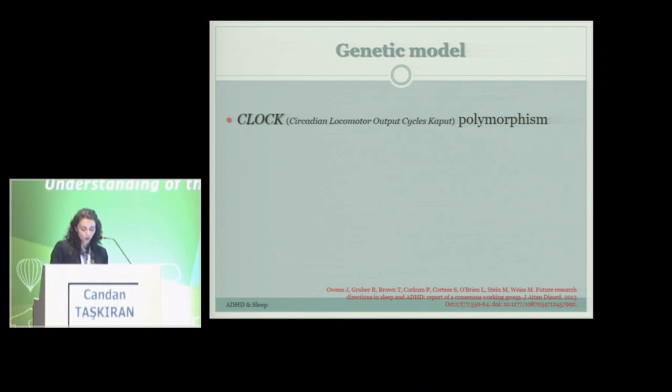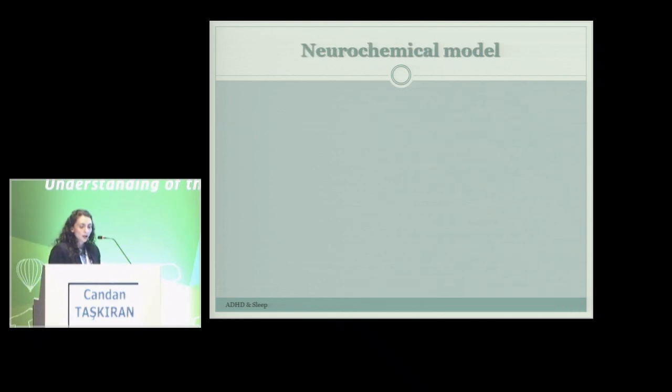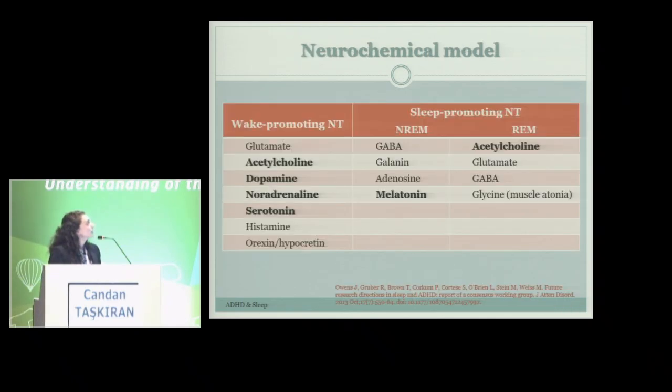The clock is another polymorphism on the gene. This is showing us the differences between the morning people and the evening people. Of course, this is a new study area, and since they are polymorphism studies, it should be evaluated in detail. I have already said that I will focus on the neurochemical model.